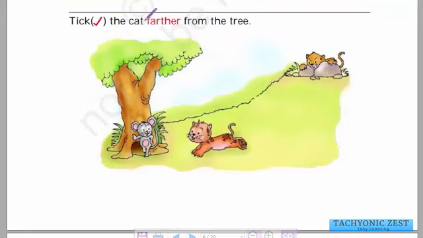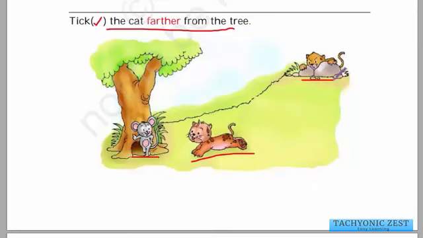The next question is, tick the cat farther from the tree. It means we need to tick the cat which is farther from the tree. So this is the diagram of a mouse, this is the picture of a cat, and this is the picture of another cat. Please pause the video and try this question yourself.